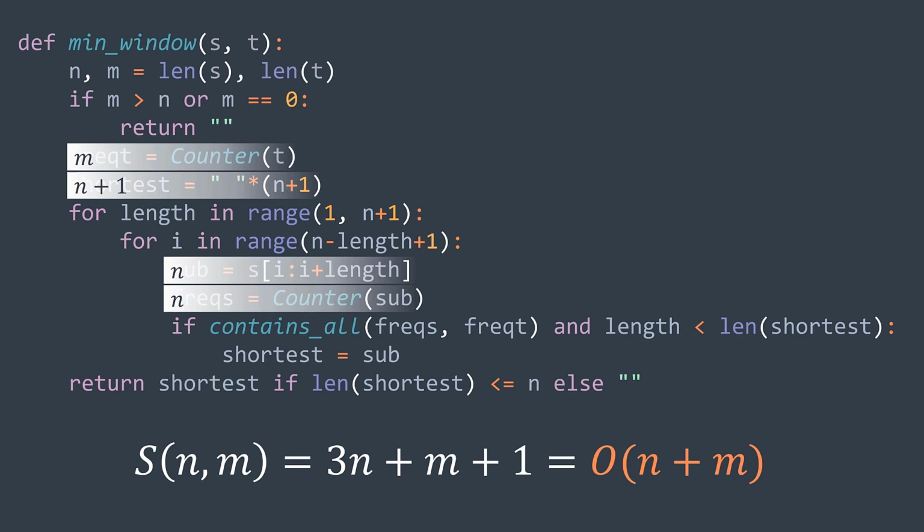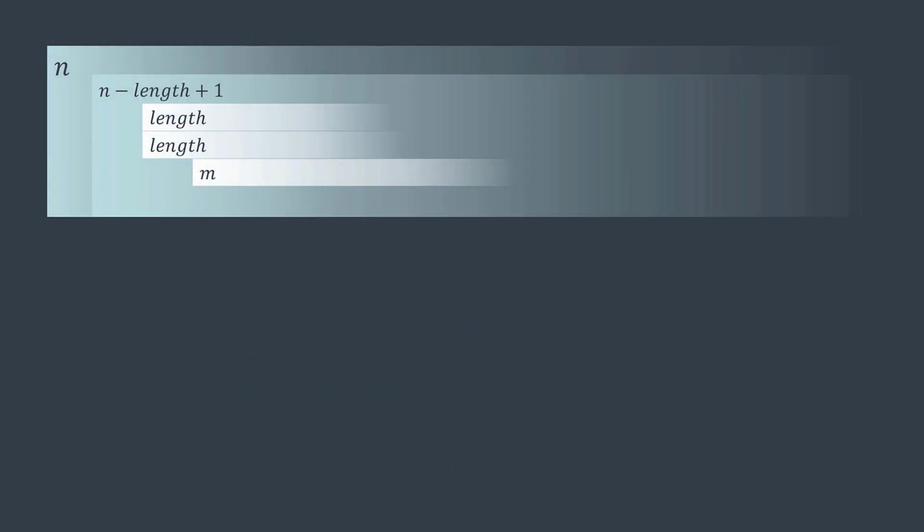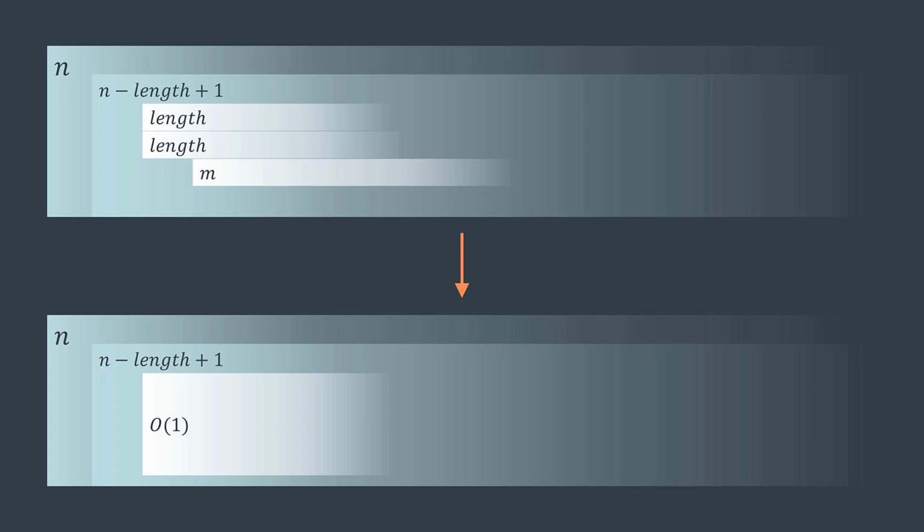This solution is obviously very slow, it's not the best one. This is why we will move to the second solution. Inside the inner loop, we have a cost of length to extract, a cost of length to generate the counter, and a cost of m to check if it contains all characters. What if we try to reduce this cost to O of 1, to get a constant cost per inner loop iteration? Follow me well. How can we extract the substring in O of 1?